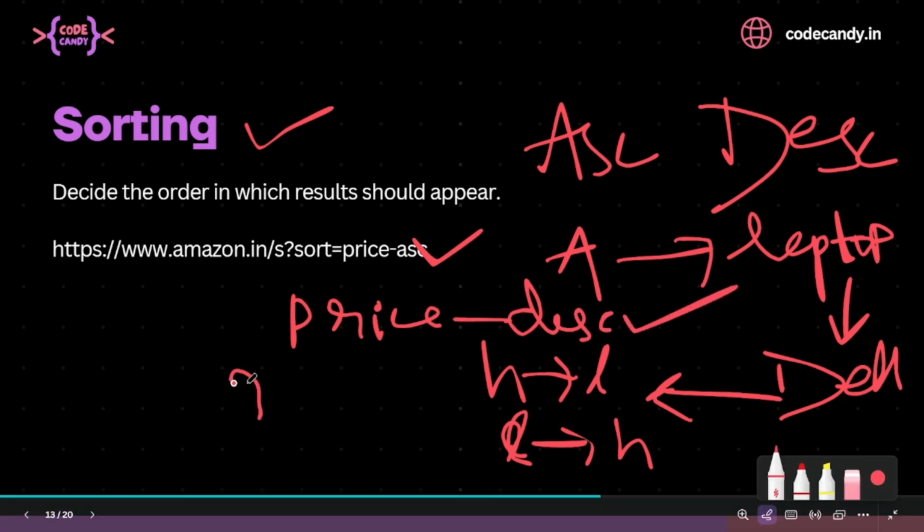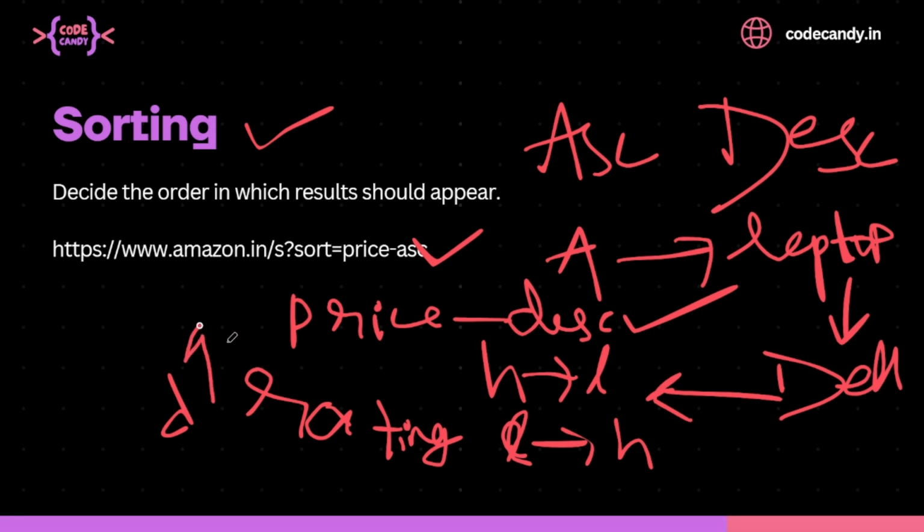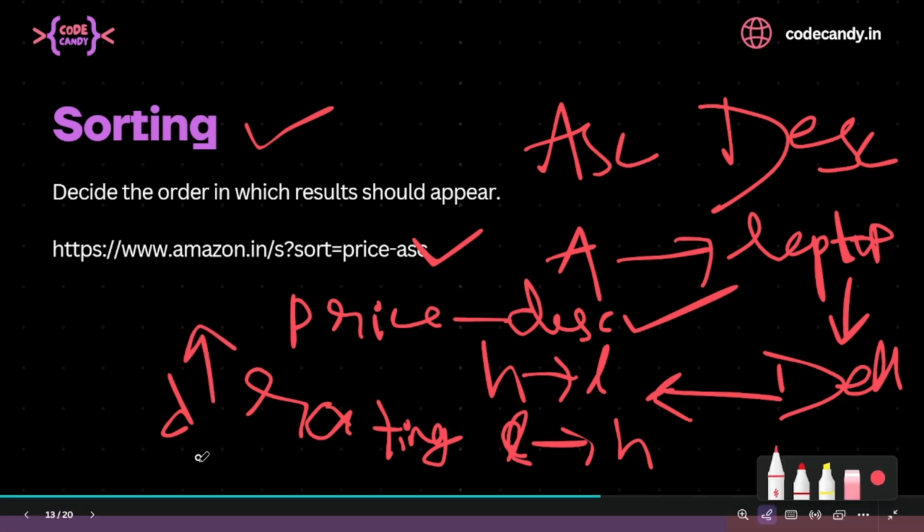If I say rating is equal to descending, you will get the highest rating product first, and the lowest rating product last. If I use ascending, it means the lowest rating product first. You will see like this.